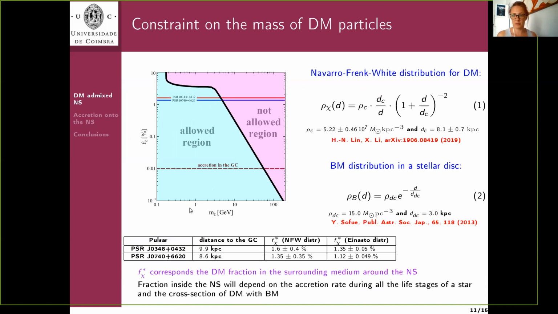Can we estimate the fraction of dark matter inside the star? The first attempt was to use the Navarro-Frenk-White distribution and an Einasto distribution for dark matter, and for baryon matter to use a stellar disk structure. We picked two neutron stars with masses above two solar masses. We know the distance of these two stars from the galaxy center, and from this we can calculate the fraction of dark matter in the surrounding media around the star. From the Navarro-Frenk-White distribution, we got 1.6 and 1.35% correspondingly. For an Einasto distribution, we got 1.35 and 1.12%.